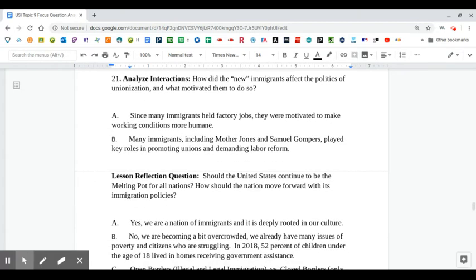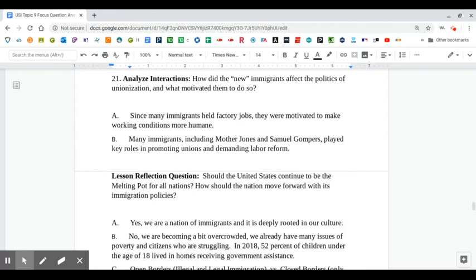21, how did the new immigrants impact politics and unionization? Since many immigrants had factory jobs, they were motivated to make working conditions more humane, and as a result, many immigrants joined unions, including Mother Jones and Samuel Gompers. They both helped to promote the union movement within immigrant groups.